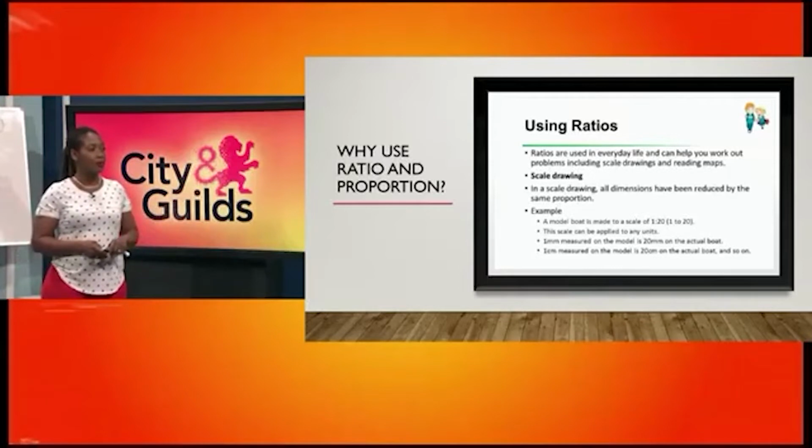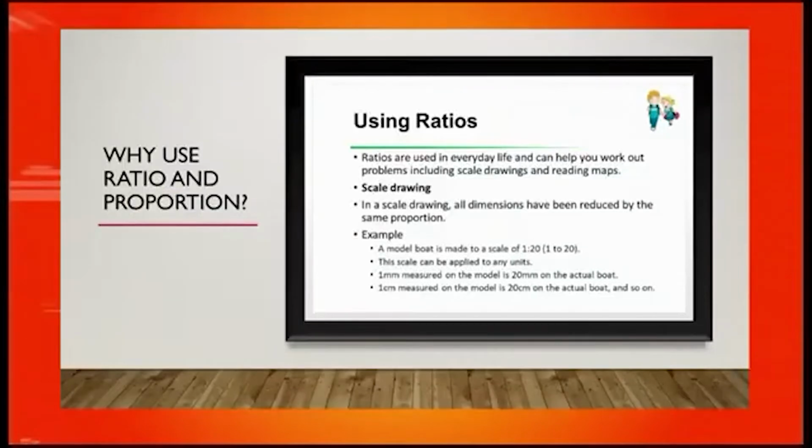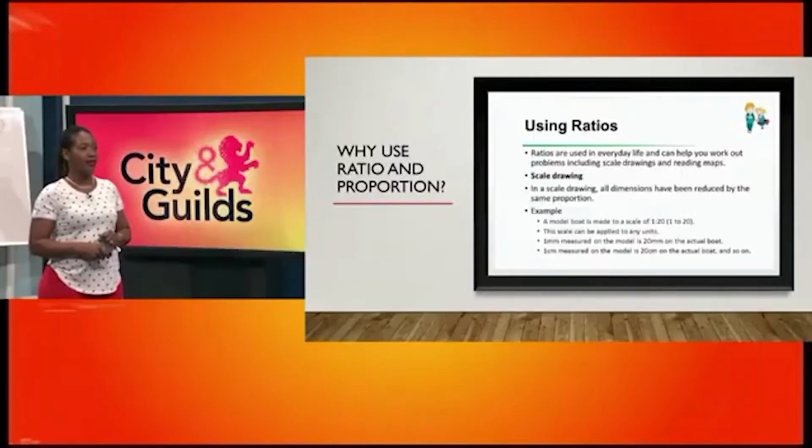Here it says a model boat is made to a scale of 1 to 20. Now 1 to 20 means that any unit can be applied, whether it be millimeters or centimeters, to the 1. Now what that means is if you're going to apply a millimeter, wherever you see 1 millimeter on the scaled drawing, it represents 20 millimeters in actual measurement. And if you were to use centimeters, it simply means 1 centimeter length on your drawing represents 20 centimeter length on the actual boat. All right.